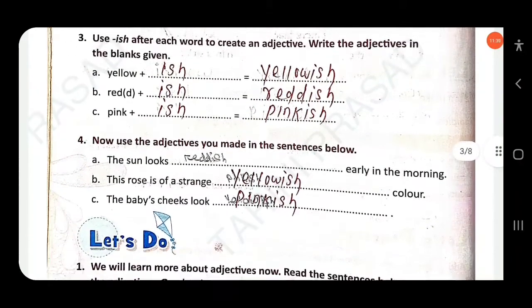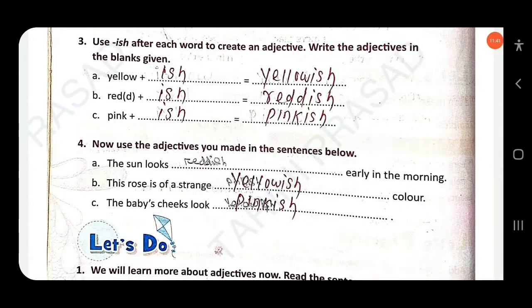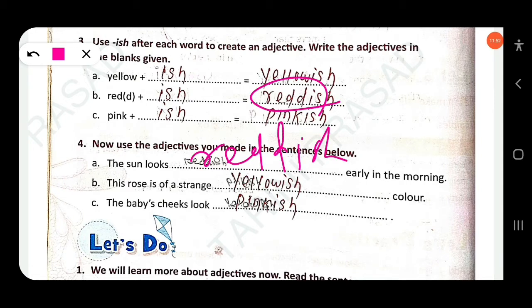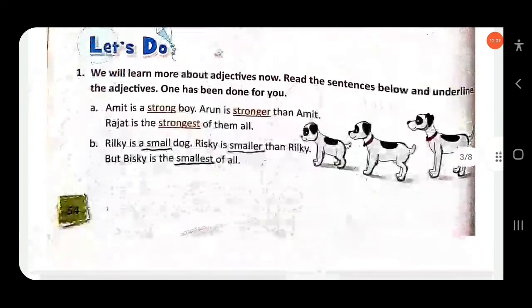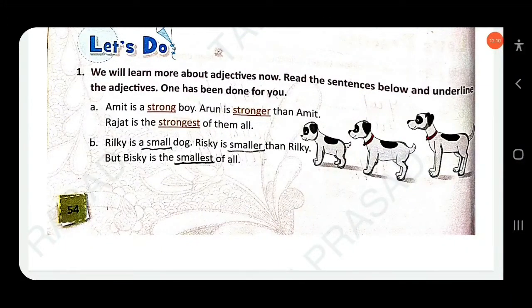Now use the adjectives you made in the sentences below. The sun looks reddish, here the second one. The next, here, reddish early in the morning. This rose is of a strange yellowish color, here the first one. The baby chicks look pinkish, third one.